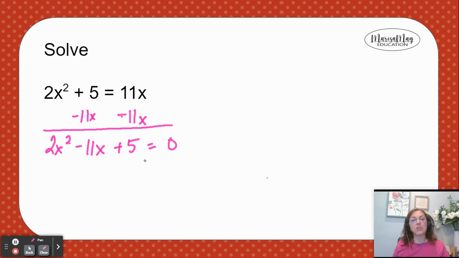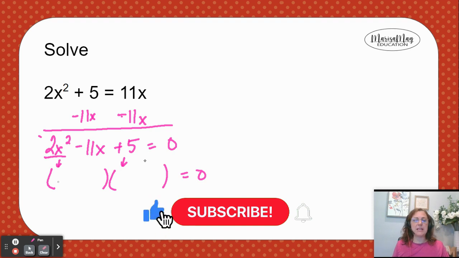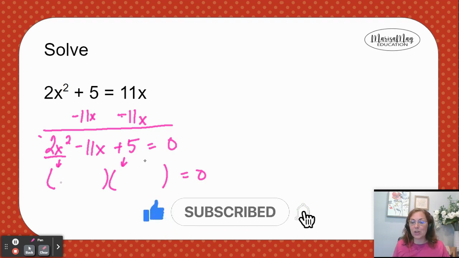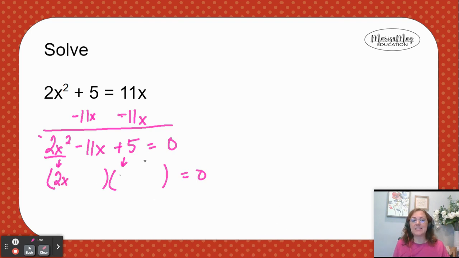Then we want to factor the quadratic expression, meaning we want to get it into two parentheses that when multiplied together would give us 2x to the second minus 11x plus 5. The thing that I do first is I worry about the first terms in each of the parentheses. I ask myself, what two things could I multiply together to get the 2x to the second? That would be 2x and x, because if I multiply 2x and x, I would get 2x to the second.